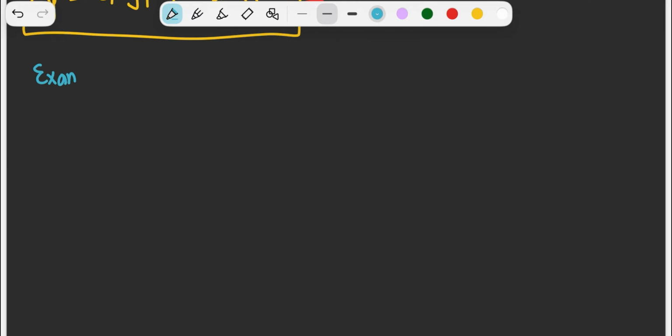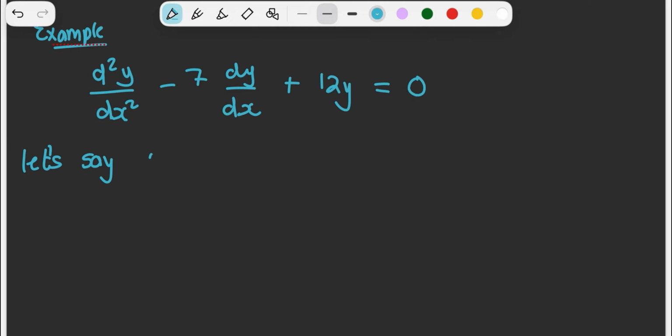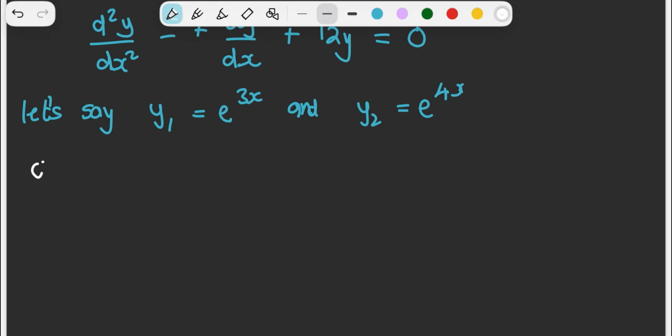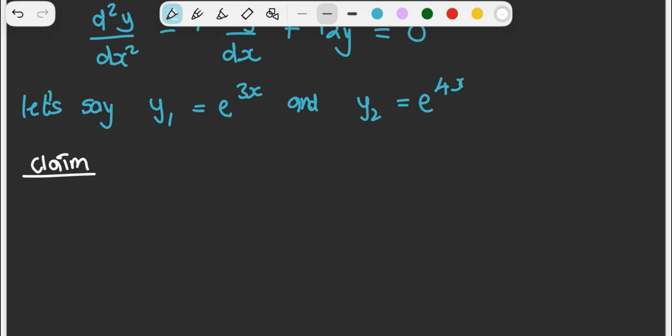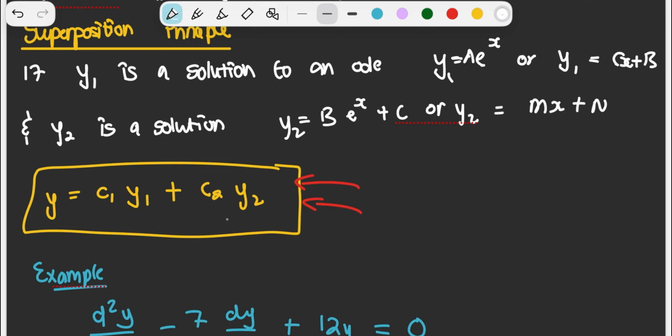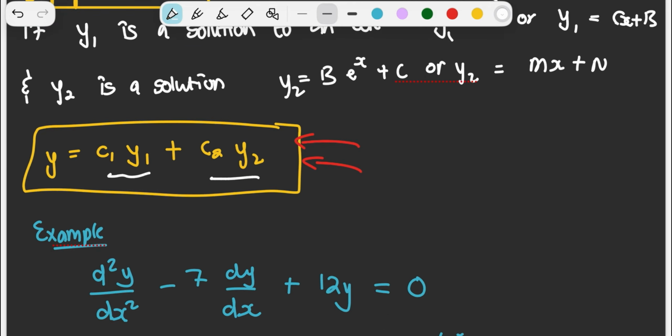So an example that we're going to do: let's say y1, which is equal to e to the power of 3x, and y2, which is equal to e to the power of 4x, are solutions. Then our claim is basically any linear combination of these solutions will also be a possible solution. So that's the superposition principle. Superposition implies the combined effect, so the combined effect of both of these will also be a solution. So that's what we mean by the superposition principle as applied to ODEs.